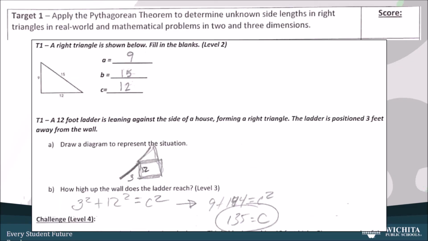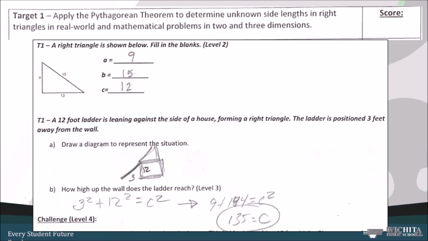Let's move to the next section. If we look at our first set of questions that are again level 2, where we were supposed to label which side is which, we see that although Marco did get the first part right, that side A could be 9, he's incorrect about which side should be the hypotenuse, which again should be 15.